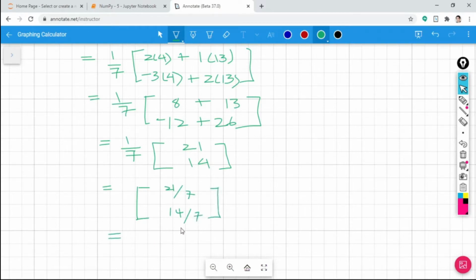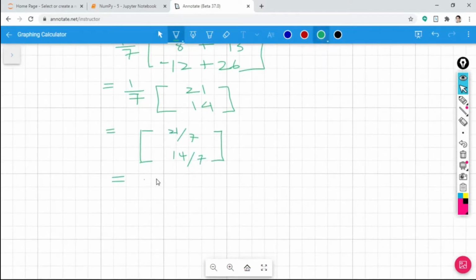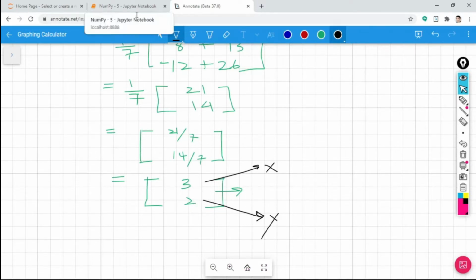Okay, so the solution, which is the value of x and y, will be 3 and 2. So this will be the value of x. So this will be the value of y. So let's try to solve this using the NumPy library. So our solution here is x is equivalent to 3, then y is equivalent to 2. So let's see if we're correct.